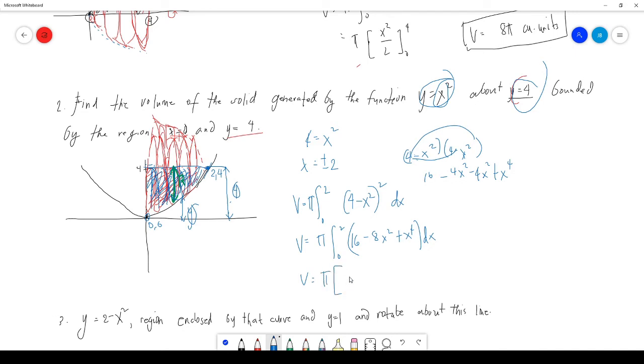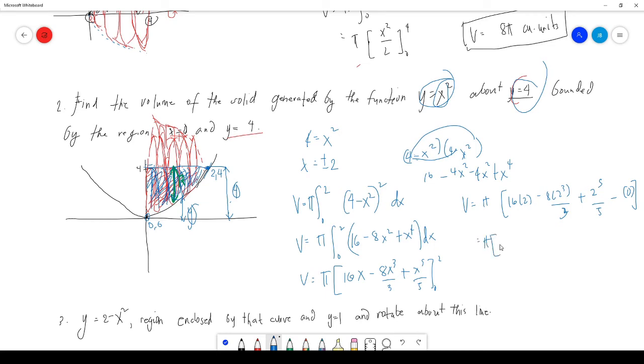So that is 16x minus 8x cubed over 3 plus x to the fifth over 5, from 0 to 2. Volume is equal to pi times 16 times 2 minus 8 times 2 cubed over 3 plus 2 to the power of 5 over 5, minus, obviously, that would be 0, right?